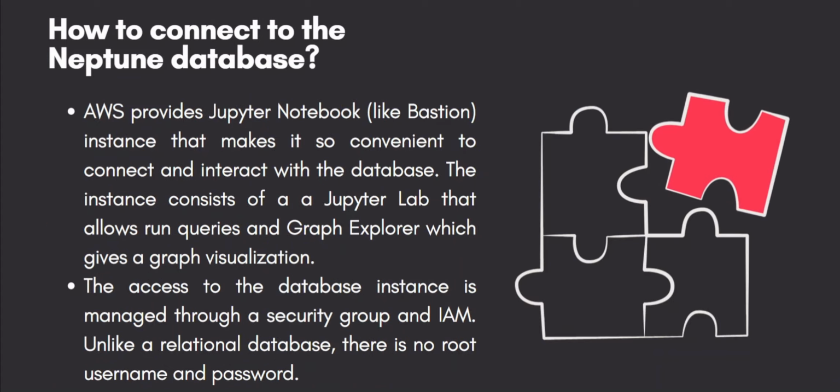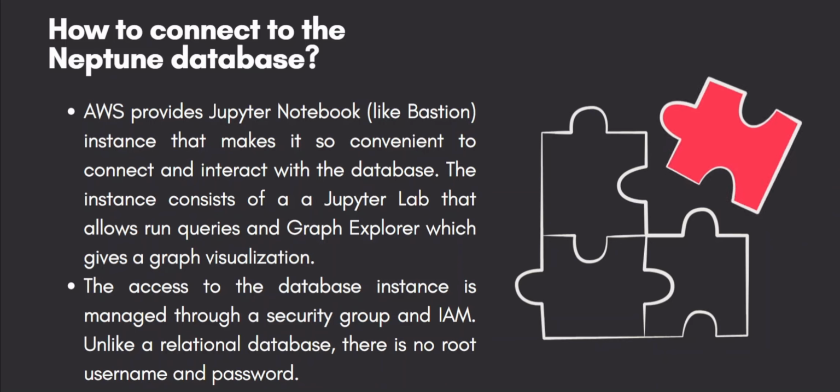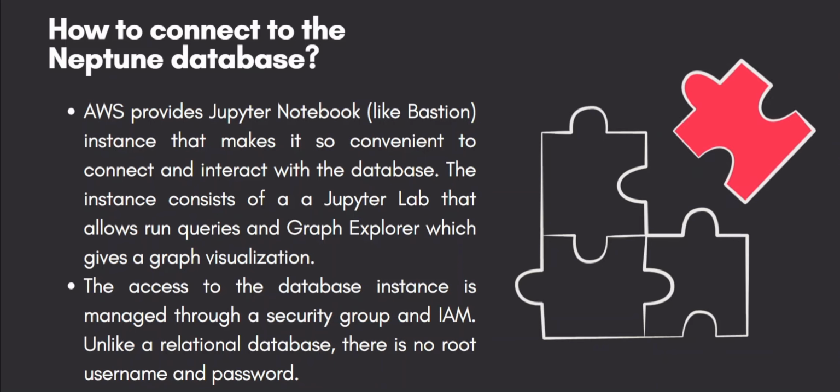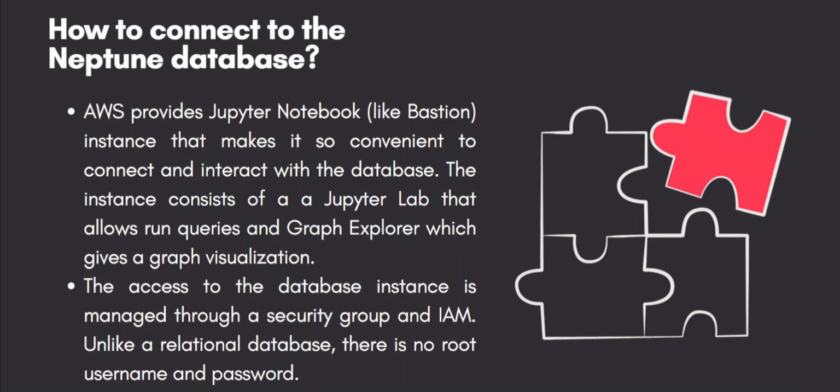AWS provides a Jupyter Notebook instance that makes it so convenient to connect and interact with the graph database. The instance consists of Jupyter Lab, which allows users to run queries, and Graph Explorer, which gives a graph visualization. The access to the database instance is managed through a security group and IAM.